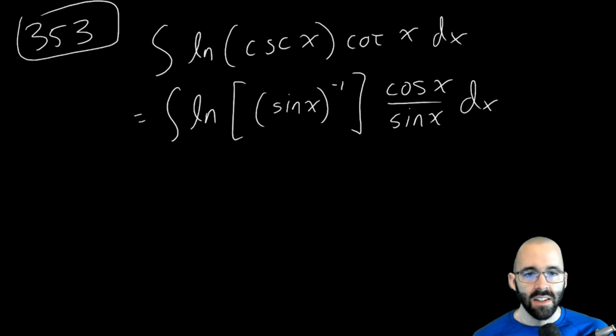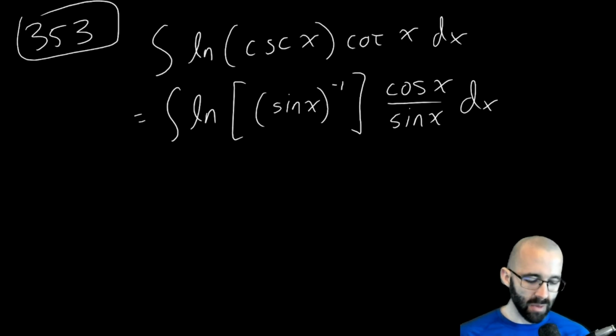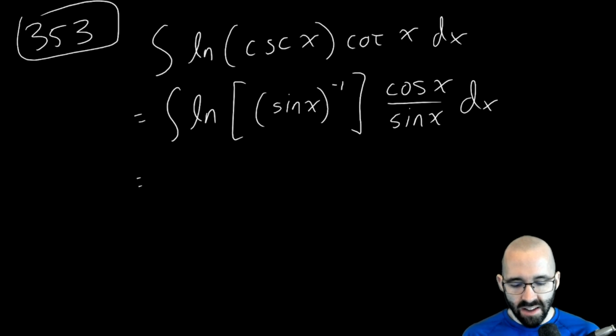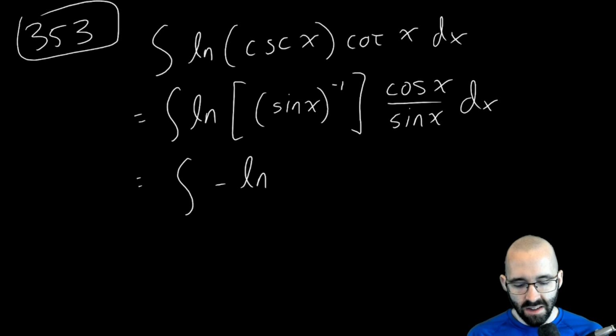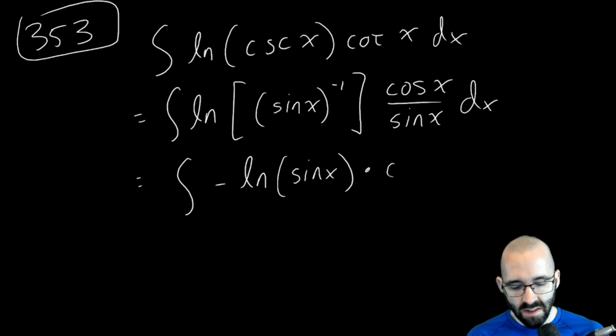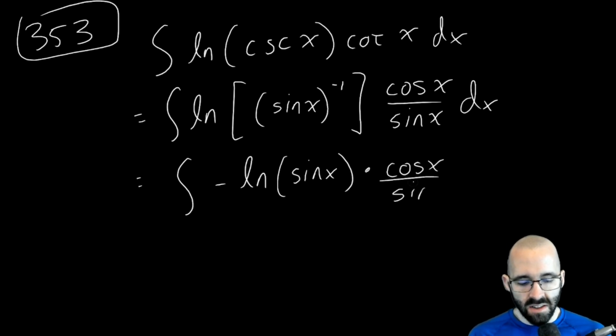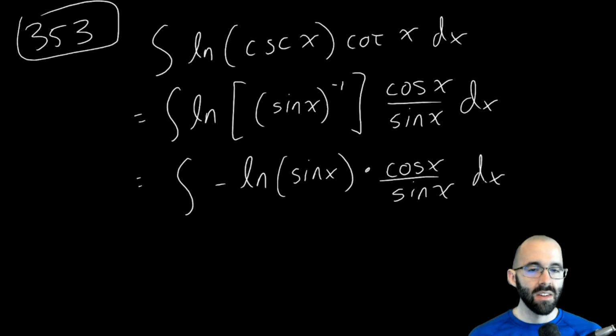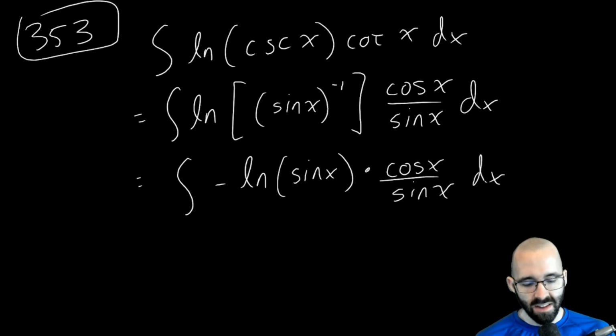Okay, so remember that inverse sine is not the same as sine of x to the negative 1, even though we write it kind of like that way. We can take this negative in front. This becomes negative natural log of sine of x times cosine of x over sine of x. And the question is, is this any better than what we started with? I'm asking that question for myself too.